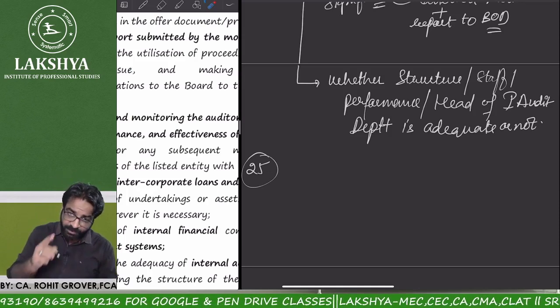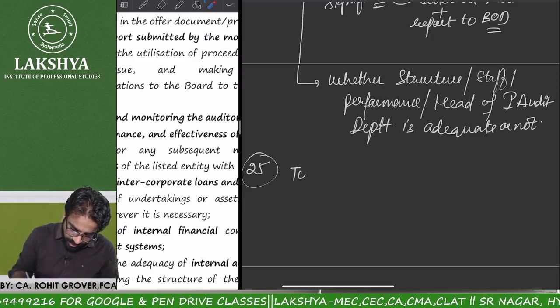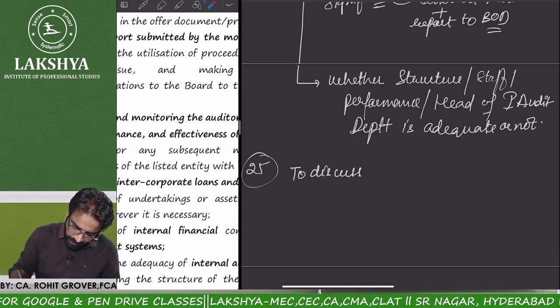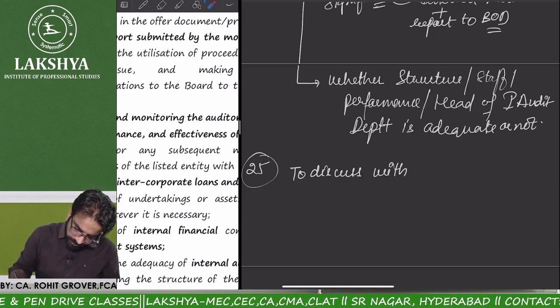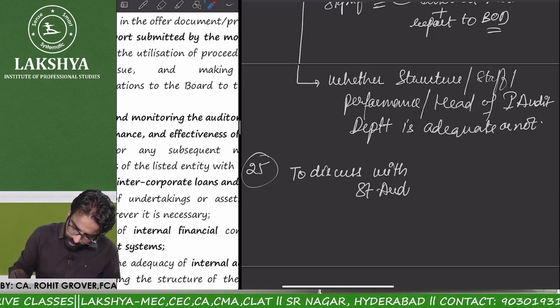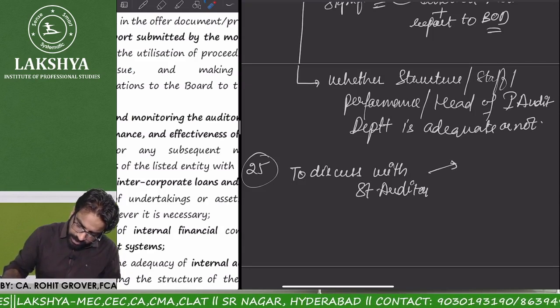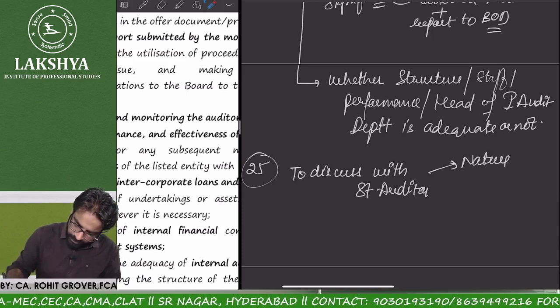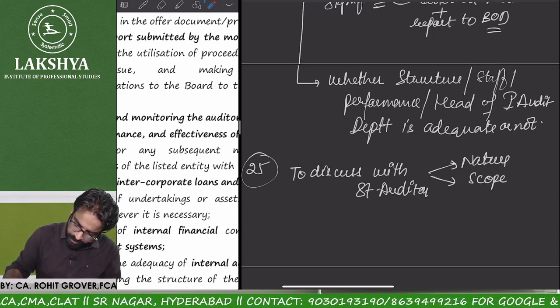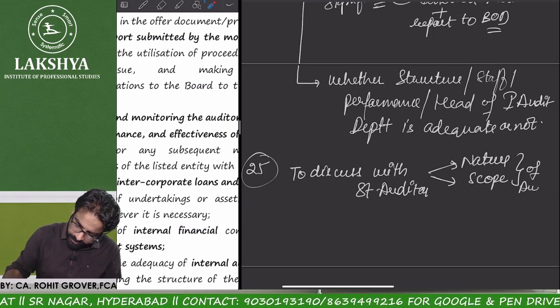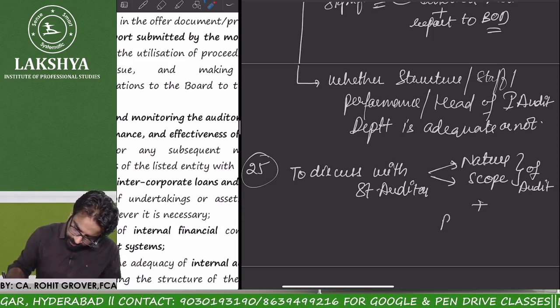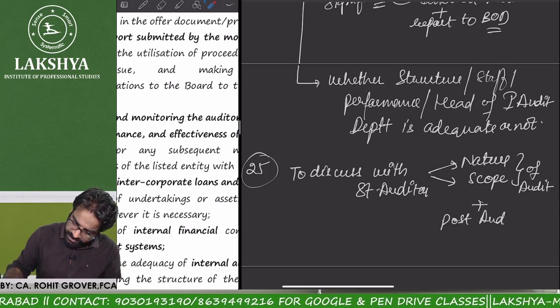So point number 25. One point is relating to statutory auditor. To discuss with statutory auditor, 2 things: nature, scope of audit, plus post-audit concerns.